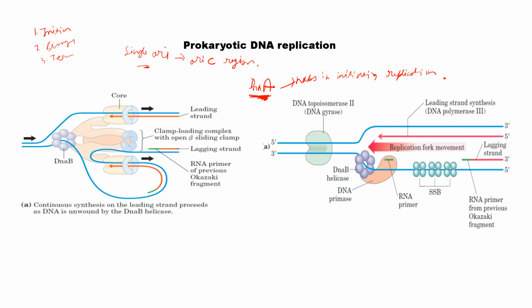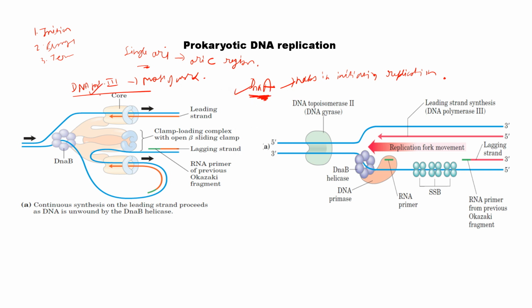Then DNA synthesis, DNA polymerase 3. Here, one thing is that DNA polymerase 3 does most of the work. This DNA polymerase synthesizes the new DNA strand by adding complementary nucleotides to the template strand in the 5' to 3' direction. Unlike eukaryotes, prokaryotes typically have only one primary replicative polymerase, that is DNA polymerase 3, responsible for most of the DNA synthesis.